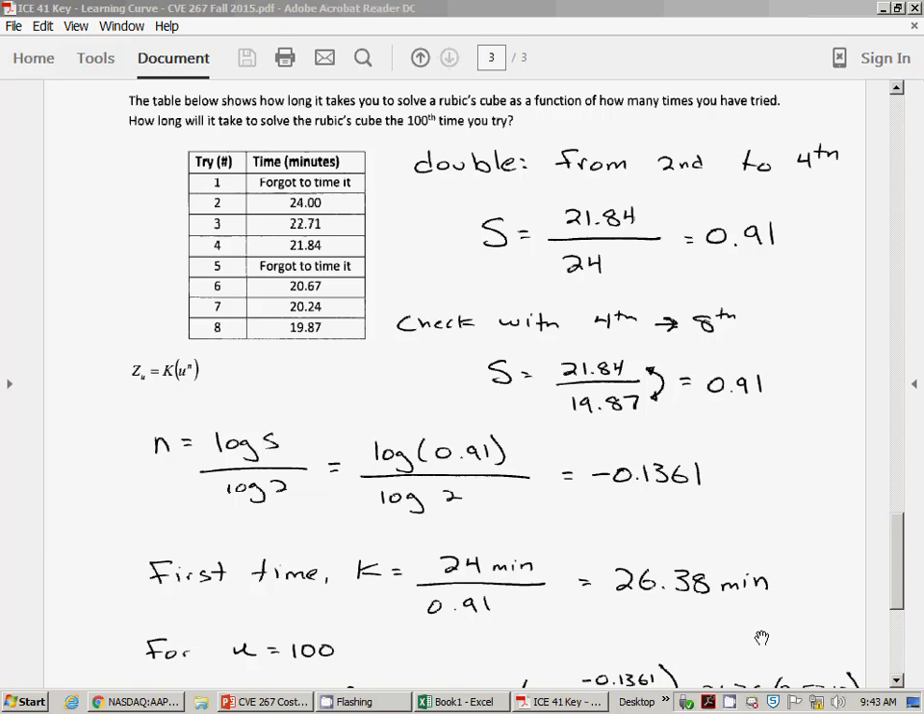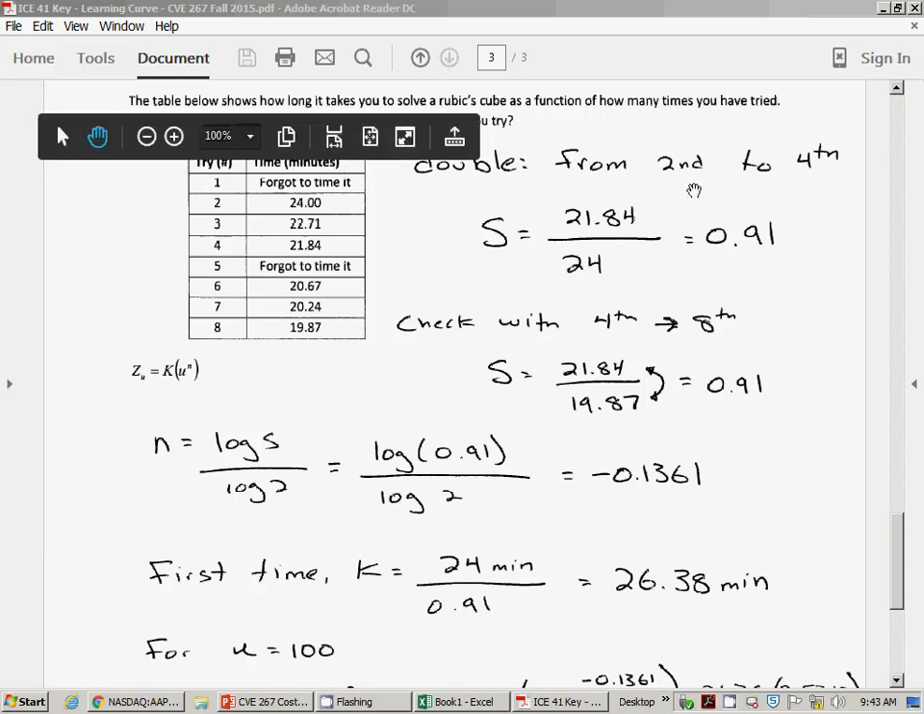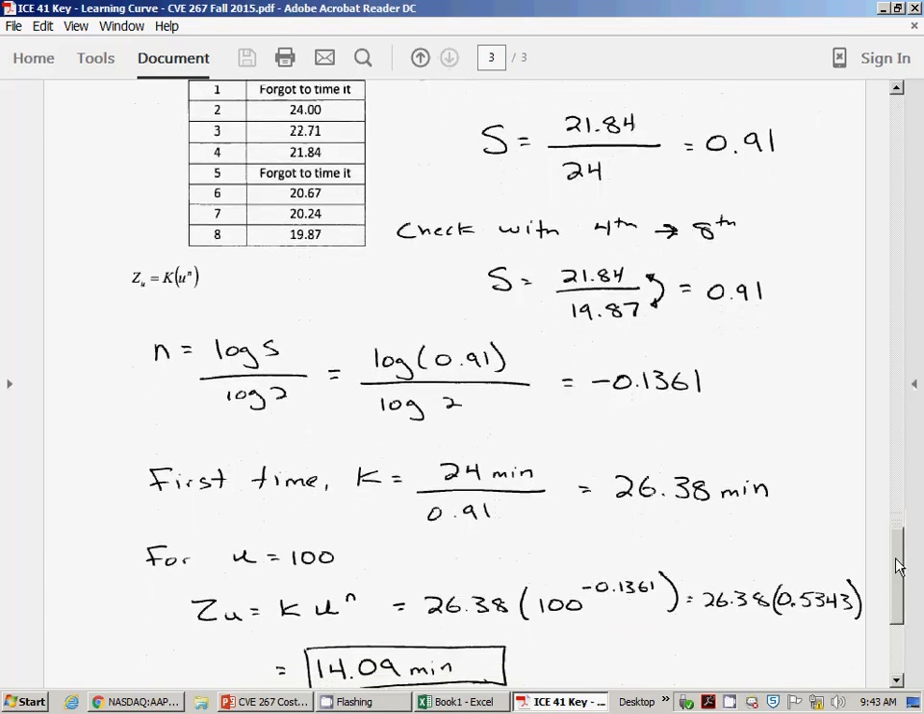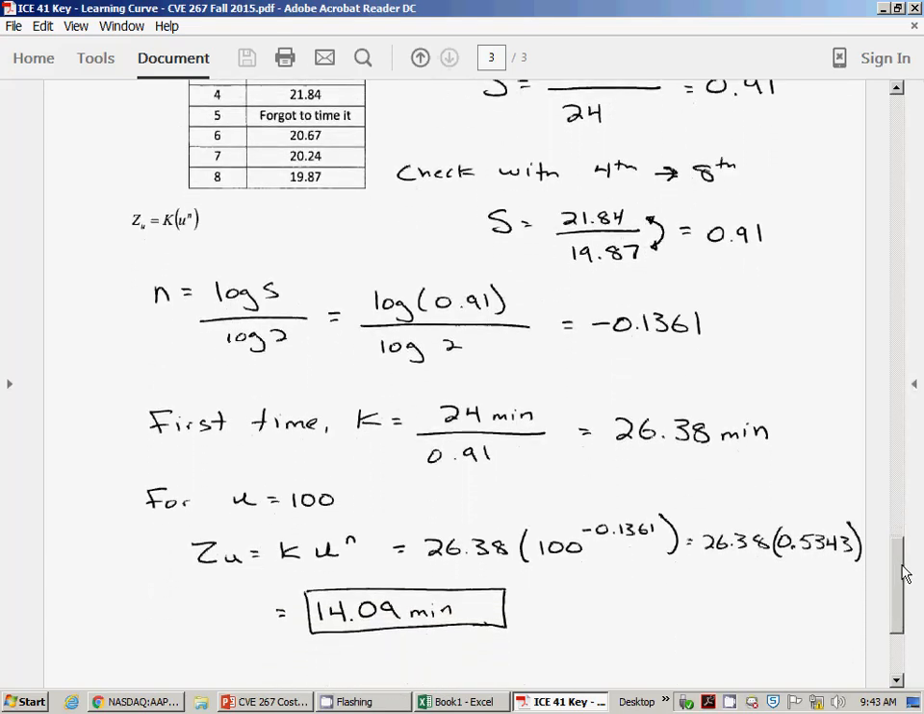So you can calculate the S value either with the 2nd to the 4th or the 4th to the 8th. With the S value, calculate N. And then you can calculate how much time it took the first time, or estimate anyway, by using that same S ratio. And once you have all the factors, you can find that for the 100th try, it should take about 14.1 minutes.